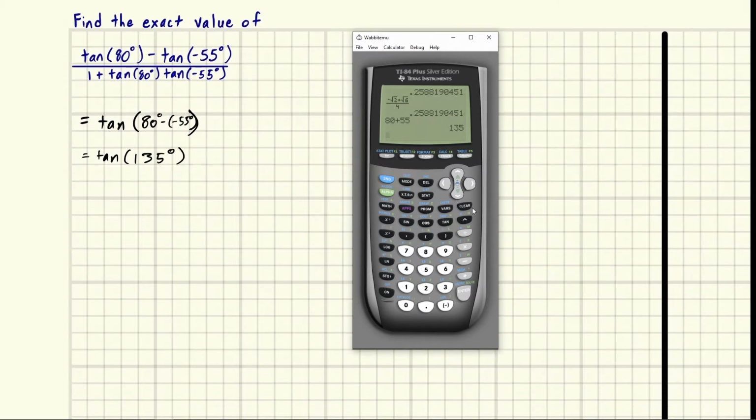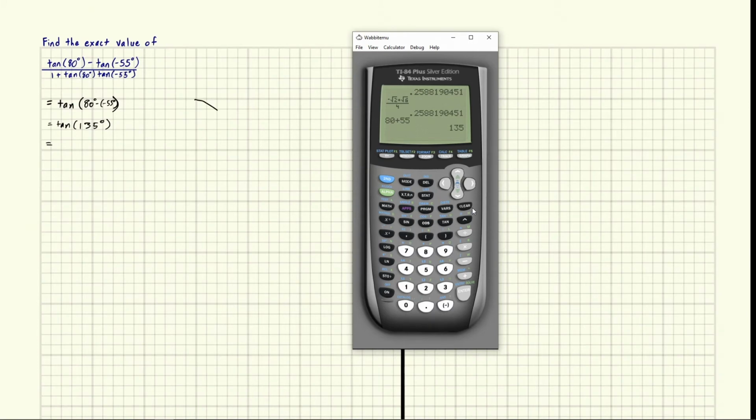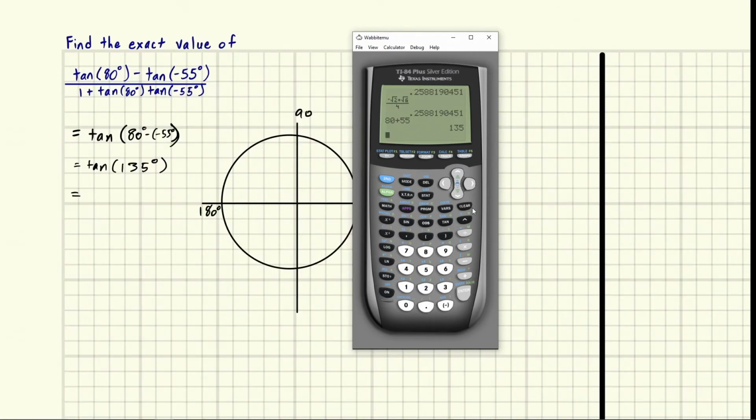We can find that easily enough. If we look at our unit circle and split it up into the different parts, we know that this is 90 degrees and this is 180 degrees. We can move in units of 30, 60, and 45. We have a 5 here, so we're probably going to need to move in 45 degrees. If we do 180 minus 45, we get 135. That turns out to be exactly what we want.